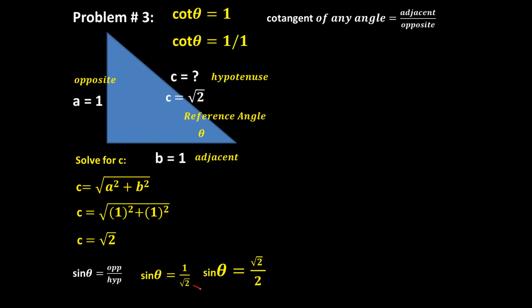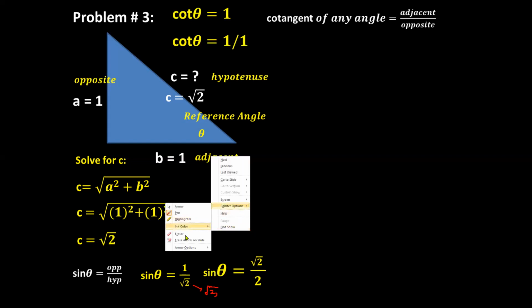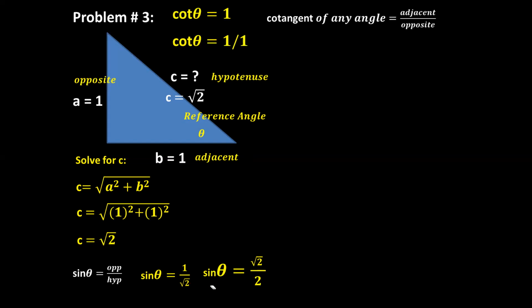Kung halimbawa iyan ay square root of 3, kunwari lang, i-multiply ko ang kabuuan ng equation ng square root of 3 over square root of 3. Ganoon lang kasimple para mahanap natin ang value na simplified form ng ating sine theta. Okay, so take note of that. So, let's proceed to the next one.